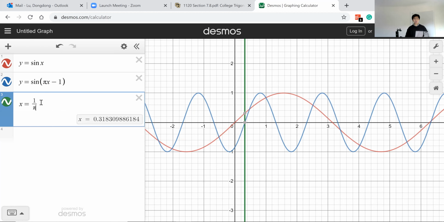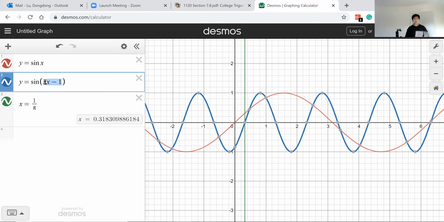Because if x equal to 1 over pi, what is this part? You plug in x equal to 1 over pi, and this part is 0. So overall, this function turns out to be sine 0. Just like sine x starts from 0, this is sine 0. So you can see it starts from here. This green line is x equal to 1 over pi. That's where its period starts.